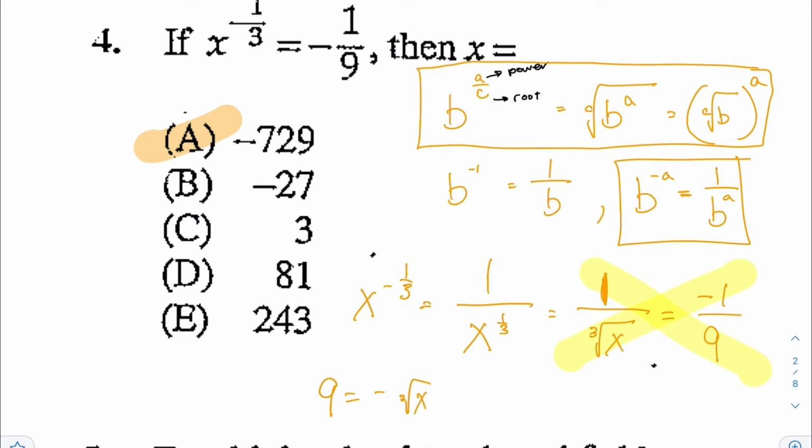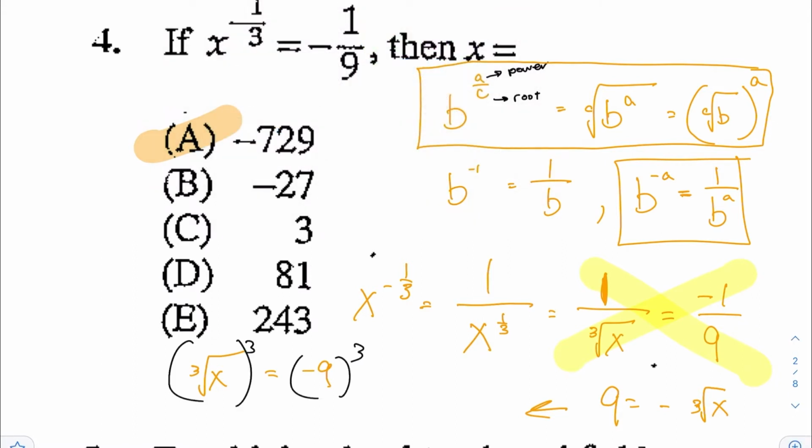So here, if you divide by negative 1, you know that the cube root of x has to be equal to negative 9. You just move the negative to the other side. Let me rewrite that. So the inverse of the cube root is the third power, the cube. So that's going to give you x equals negative 9 to the third power. So that's negative 9 times negative 9 times negative 9. Now, 2 of them will give you 81, but 81 times negative 9 is negative 729, which is choice A.